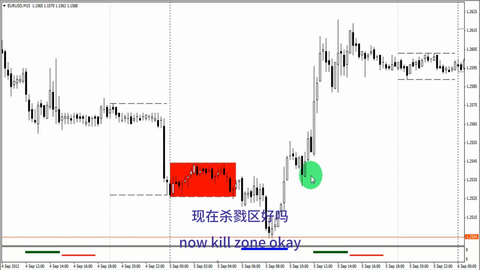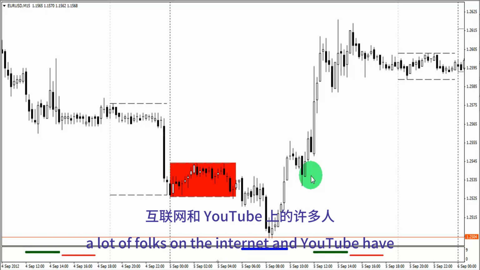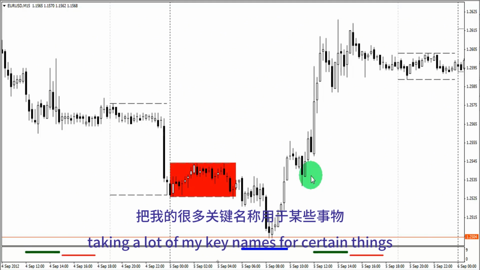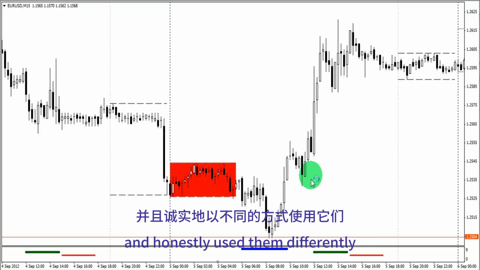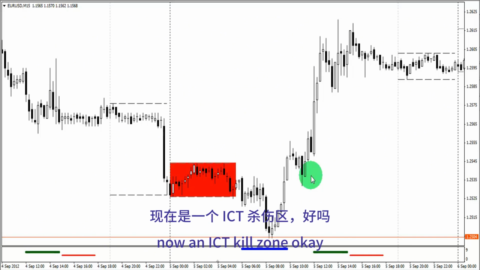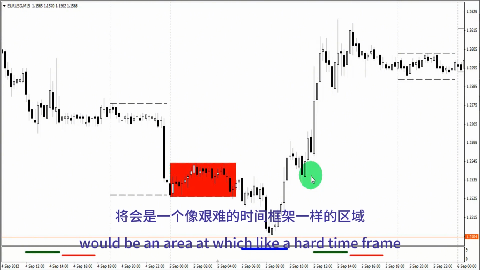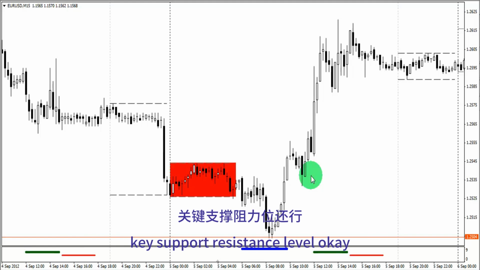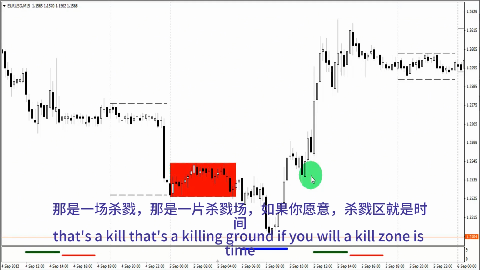Now, a lot of folks on the internet and YouTube have taken a lot of my key names for certain things and honestly used them differently. But an ICT kill zone is a specific time of day. What would be an area like a higher time frame key support resistance level? That's a killing ground, if you will. A kill zone is time.